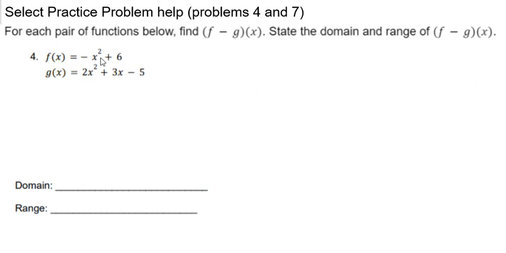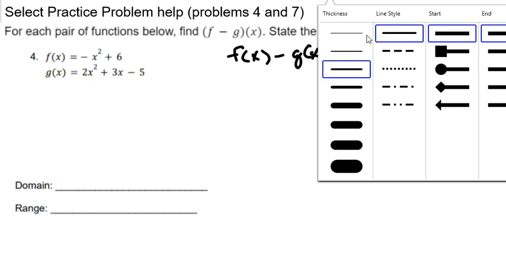So let's do this. What they're asking us to do is, for each pair of functions below, find f minus g of x, and state the domain and range of that function. When we do f minus g of x, that basically means you're taking f of x and subtracting g of x from it. It's that simple. So we're going to basically pick these functions up and drop them in their places.